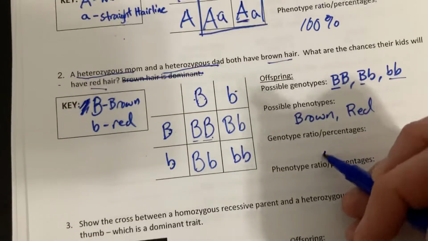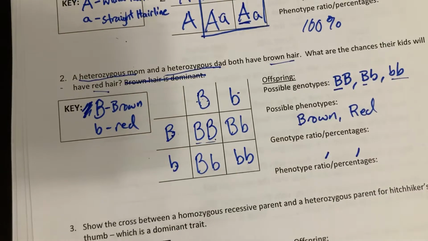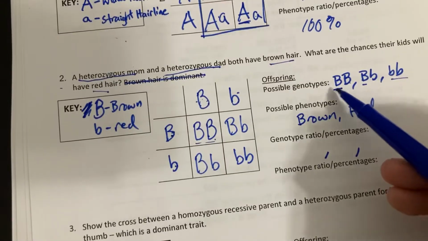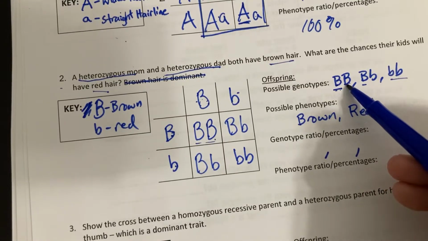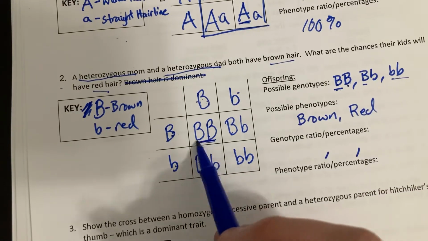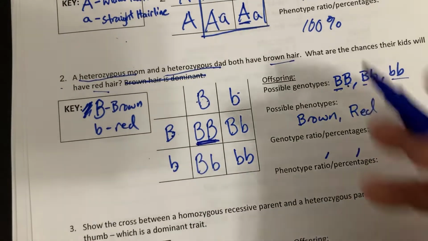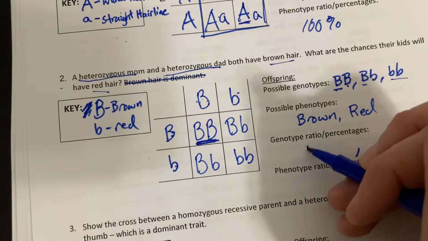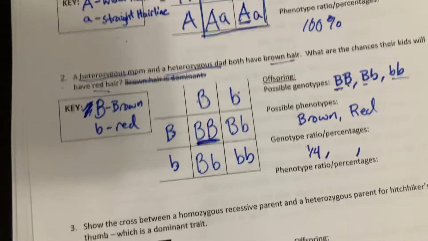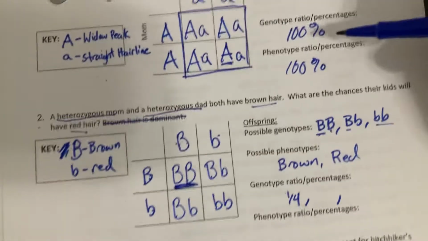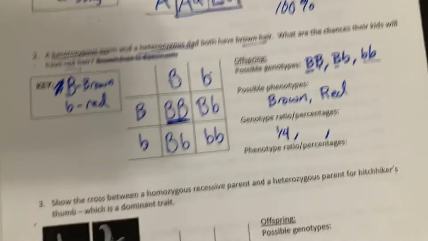All right. For the genotypes, I'm going to look here and say, okay, well, how many boxes are big B, homozygous dominant? And it looks like there's just 1 out of 4. So that's 1 out of 4. I could put 1/4. You could absolutely put a fraction. You could also put 25%. Notice how I did percentages up here, fractions up here. I'm fine with either one.